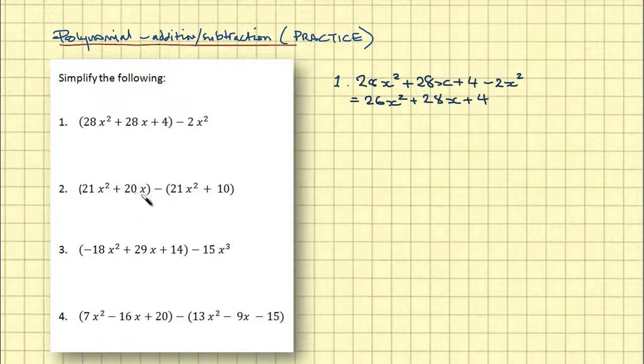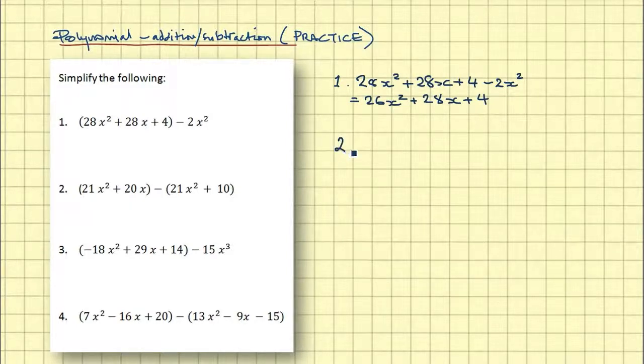Okay, number 2. Let's go back over to here then. So 21x squared plus 20x, and that's in parentheses, so that's our binomial. And we're going to subtract from that another binomial, 21x squared plus 10. So we've got like terms here at the beginning of the expression, but in the last terms of each of these brackets we've got unlike terms, because this is an x term and this is a constant, so they're variable and constant, so we can't somehow combine them, join them.